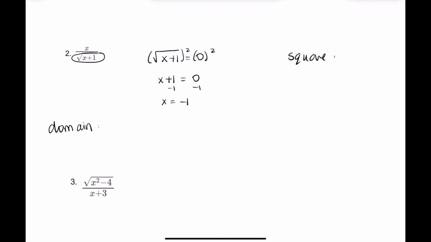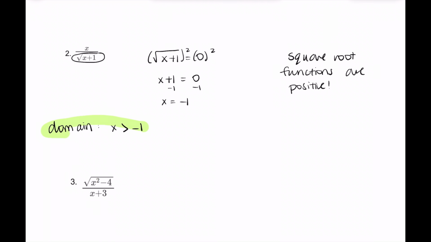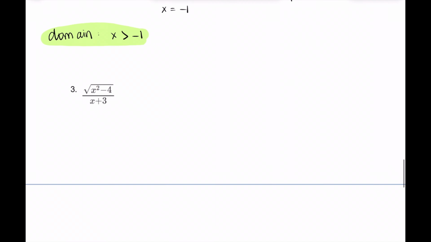Now, we know that the graphs of square root functions are always positive. So we are not going to write all real numbers here. We're just going to start from 0 and greater. But here we also need to include that, because of this denominator, we can't have -1. So the way that I will write this domain out is that x needs to be greater than -1. And now that we've solved for that one, we'll move on to our last practice problem for today.